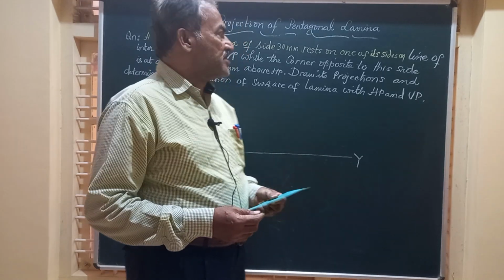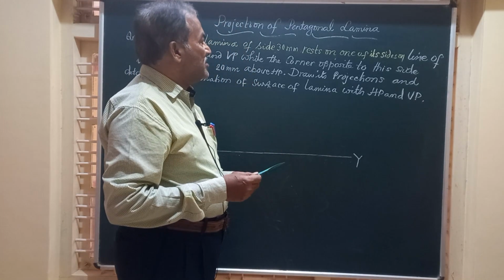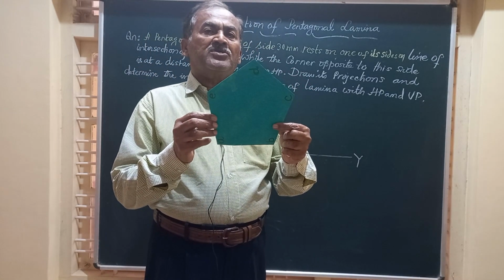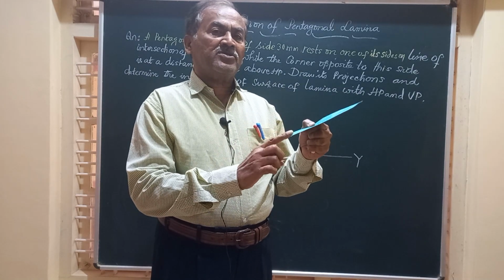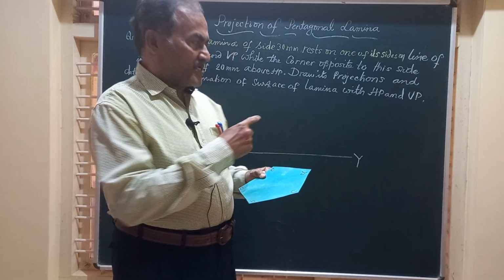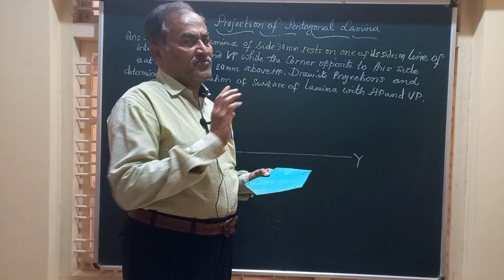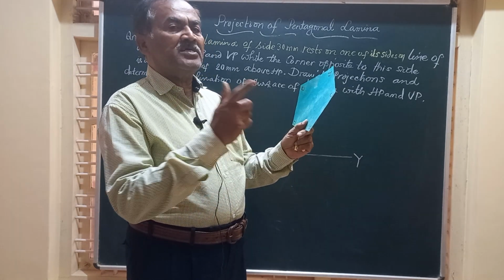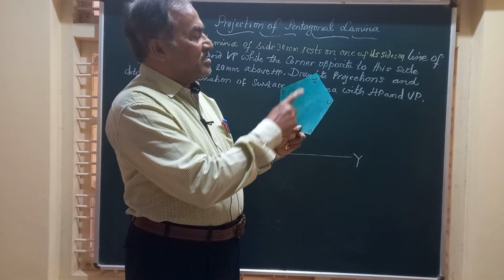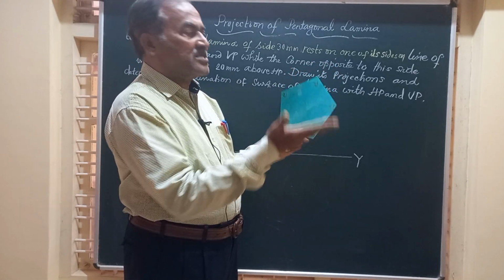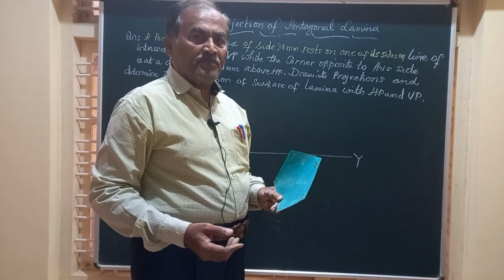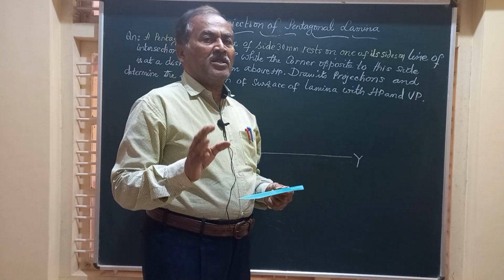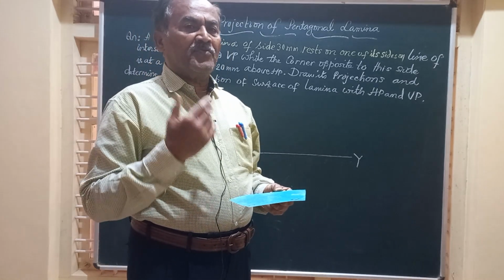And in today's session, we have a problem on a pentagonal lamina which is resting on one of its edges on XY. That is the line of intersection of VP and HP. And it is resting in such a way that the corner opposite to this is at a given height from HP or XY, and we need to draw how the lamina looks in the front view, top view and end view.